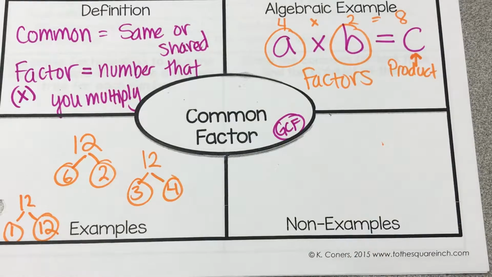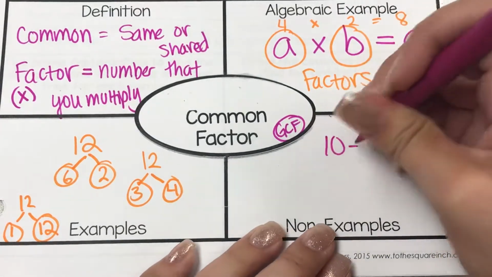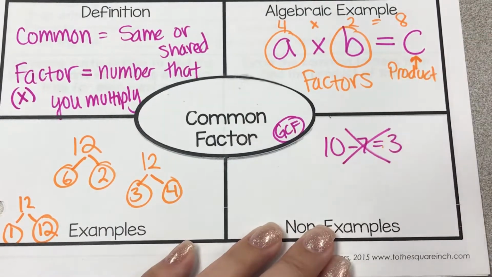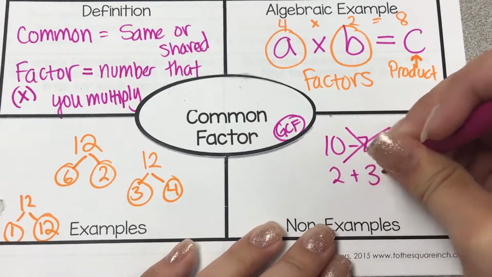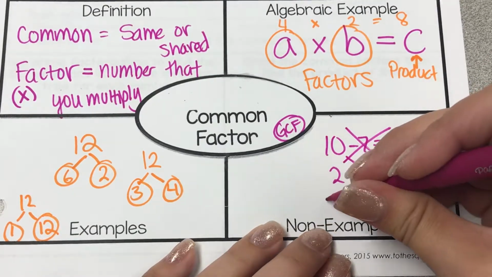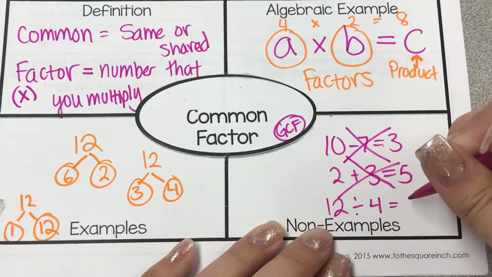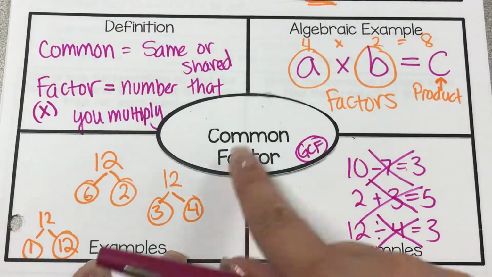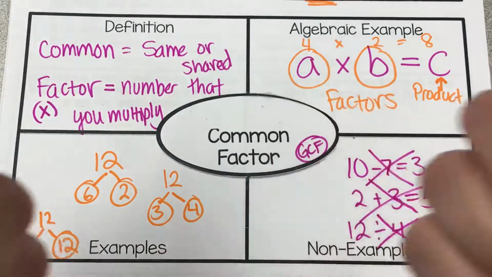A non-example would be anything with subtraction. That won't have any factors in the mix. Anything to do with addition. There are no factors in that problem. And anything to do with division. You will not see any factors in that as well. Those are all non-examples. You'll only find factors. Their one and only job is to be numbers that you multiply together.